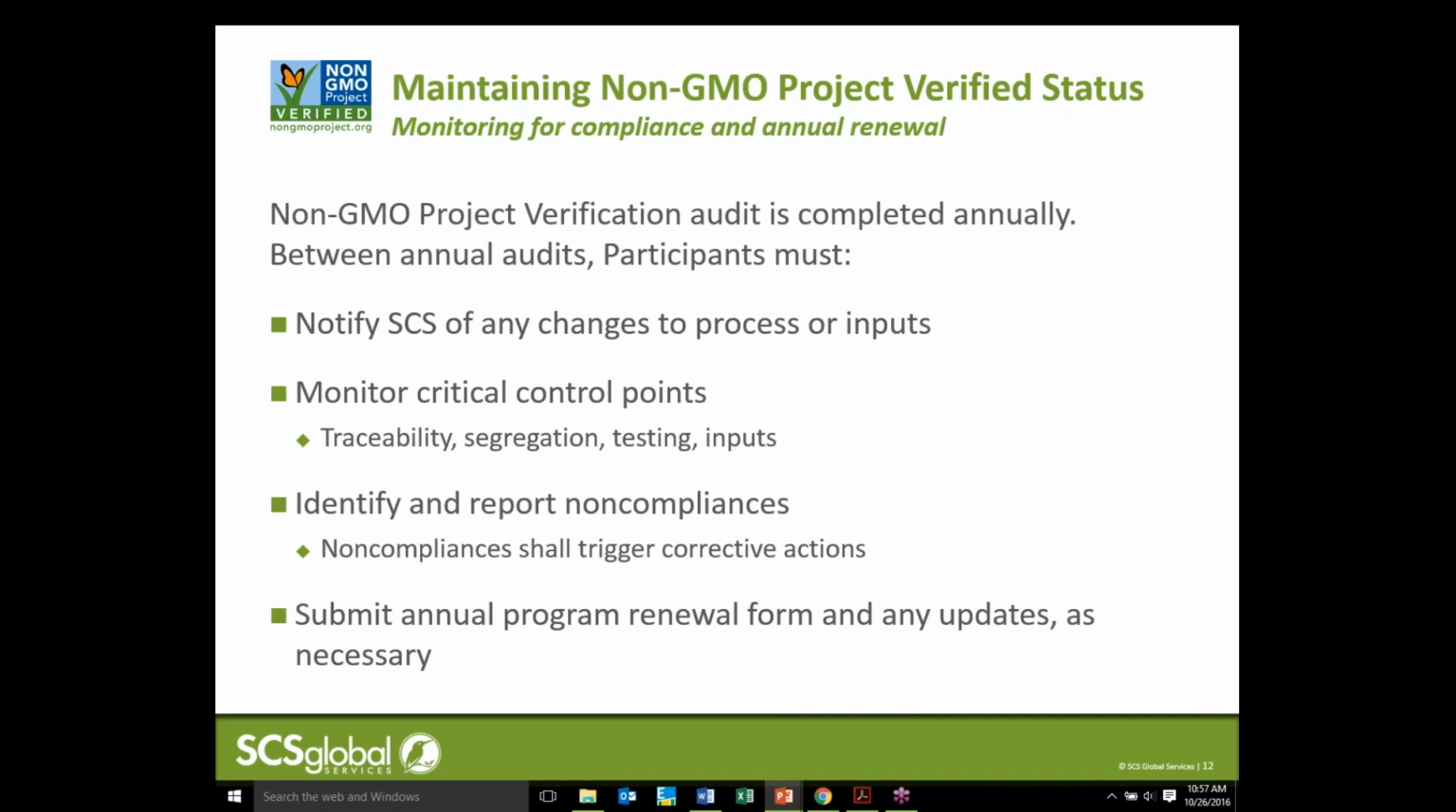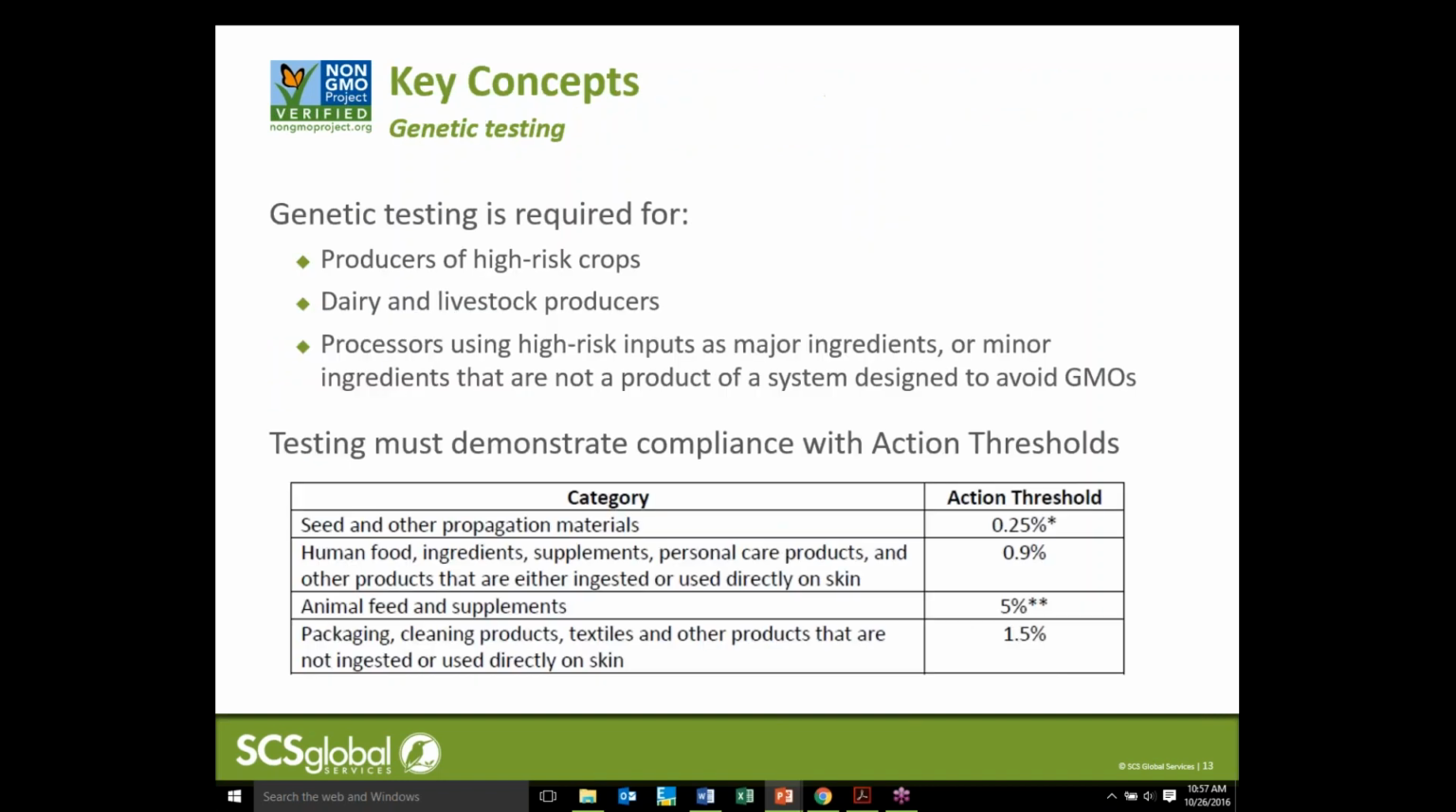So in the months, really in the few weeks leading up to the annual renewal, which is established based on the issue date of your certificate, leading up to the anniversary date of the issuance of your certificate, SCS will send out a renewal packet, a renewal form, will request any updates that you've made to your systems that have not already been reported, and the audit process basically starts over again.